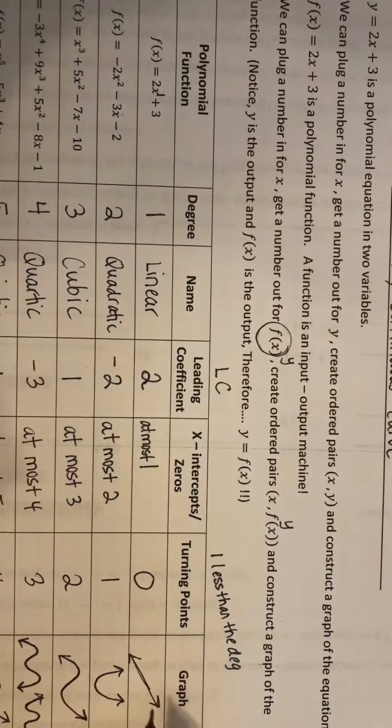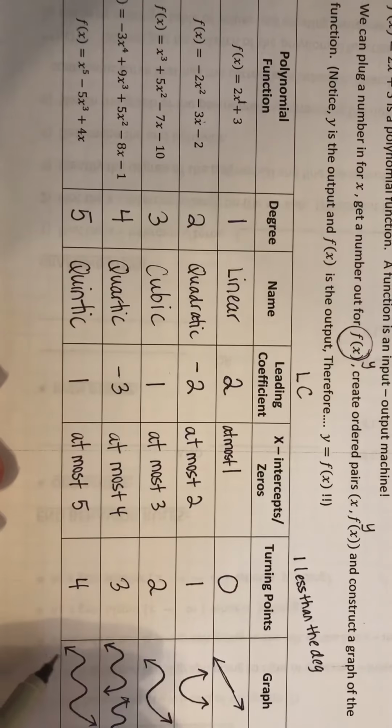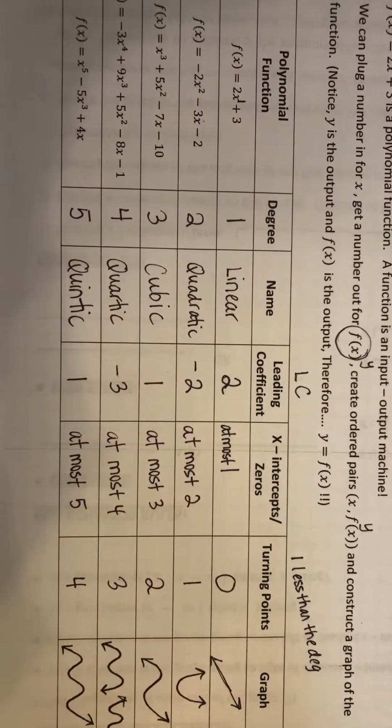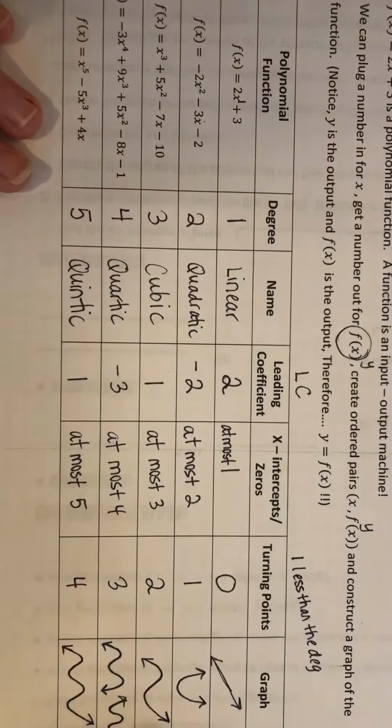Look at your degree 5 polynomial graph. This end of the graph went down. This end of the graph went up. All right, each end of the graph ended in a different direction. That's how odd degree polynomial graphs are going to be. Each end of the graph goes in a different direction. One end will go up and one end will go down.